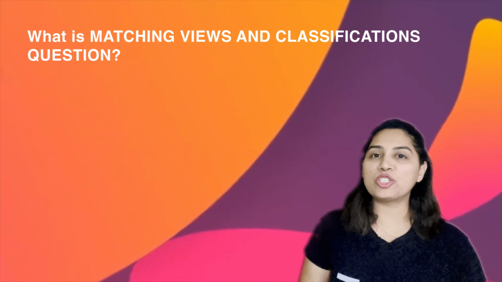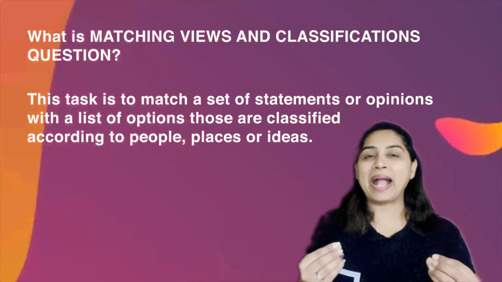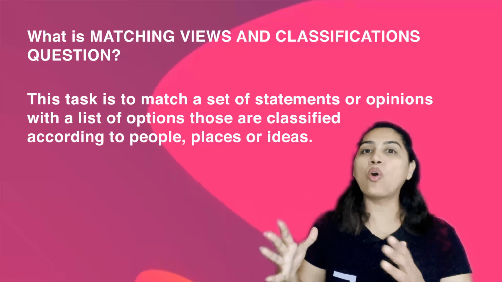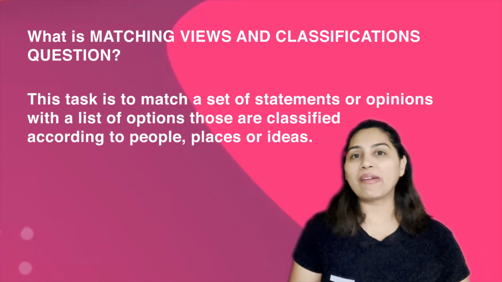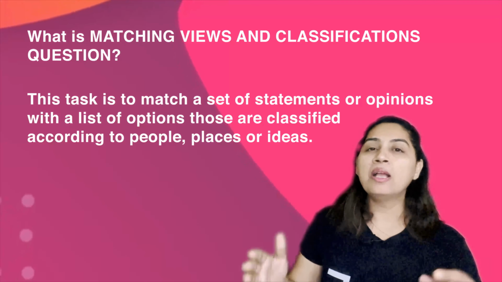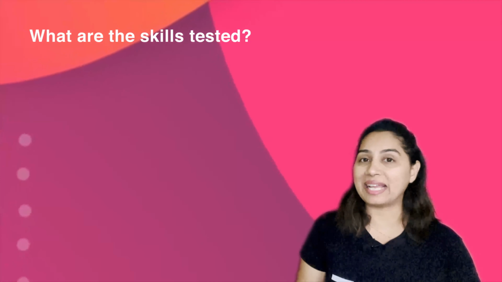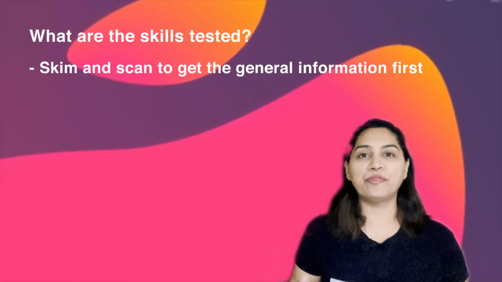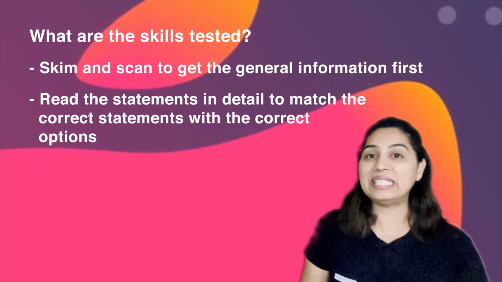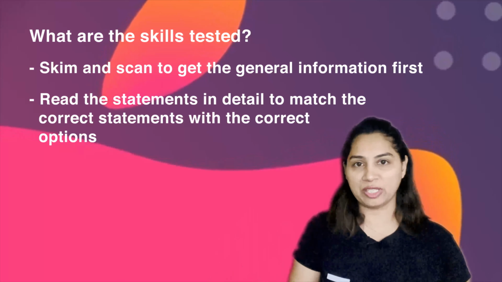So what is the definition of this question task? This task is to match a set of statements or opinions with a list of options that are classified according to people, places, or ideas. What are the skills tested? Skim and scan to get the general information first. Read the statements in detail to match the correct statements with the correct options.